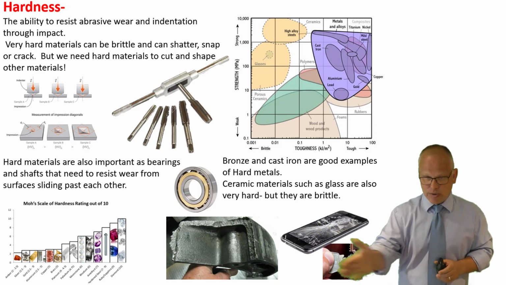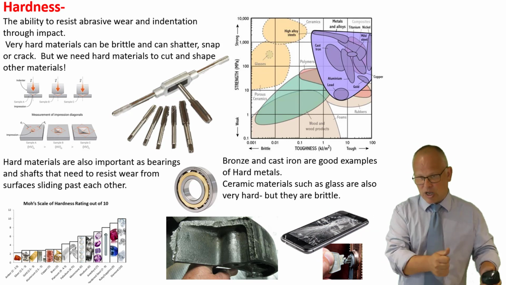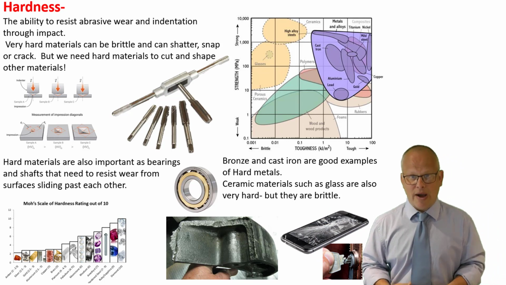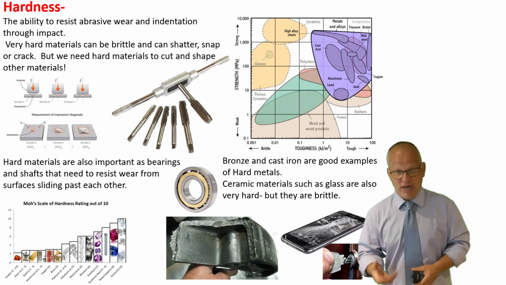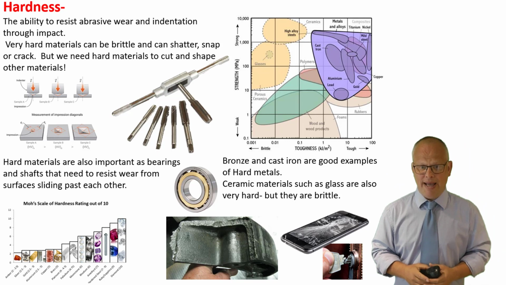In the case of the lathes, you can move the saddle up and down. You can move the tailstock up and down on it, and it doesn't wear out because it's been deliberately selected as a hard material. It's able to resist wear.